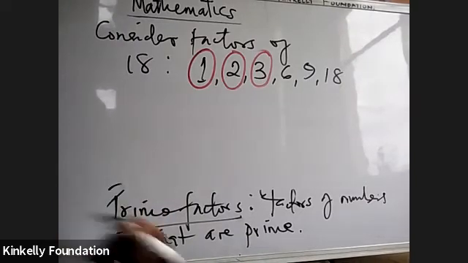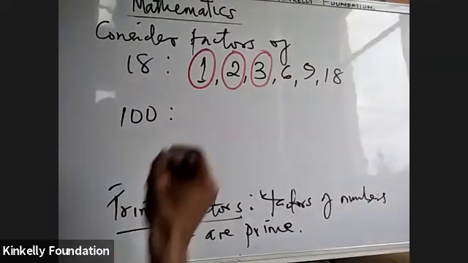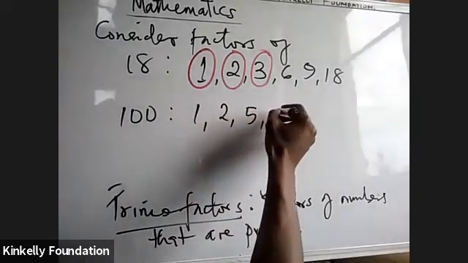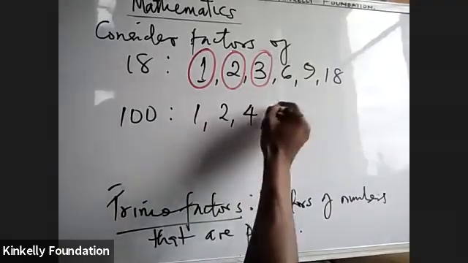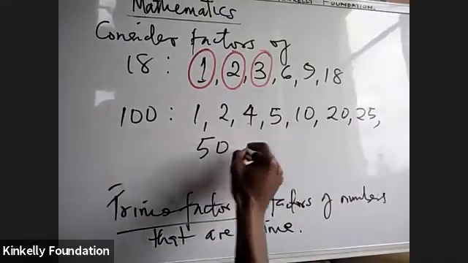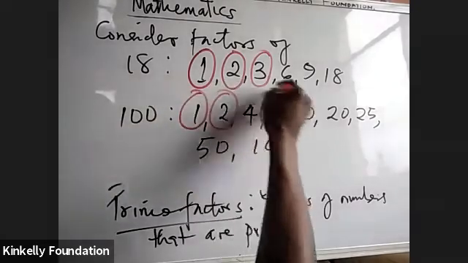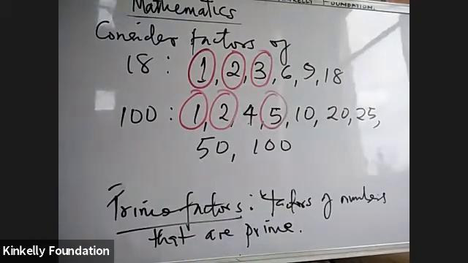Now, also let us consider factors of maybe 100. 100 has factors like 1, 2, 4, 5, 10, 20, 25, 50, and 100. These are factors of 100. Among these factors of 100, there are ones that cannot be divided by any other number except themselves and 1. And we have this. These are ones we call prime factors. They cannot be divided by any other number except themselves and 1.